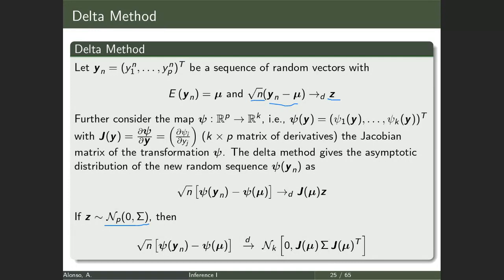And suppose that I transform my data using a certain map, a certain function psi. What is now the distribution of psi of n? Well, asymptotically, we construct this random variable, root square of n, psi of n minus psi of mu, and you can show that this new random variable will follow a normal distribution with mean zero and this variance covariance matrix. And this is a result in the delta method that we will use very frequently.